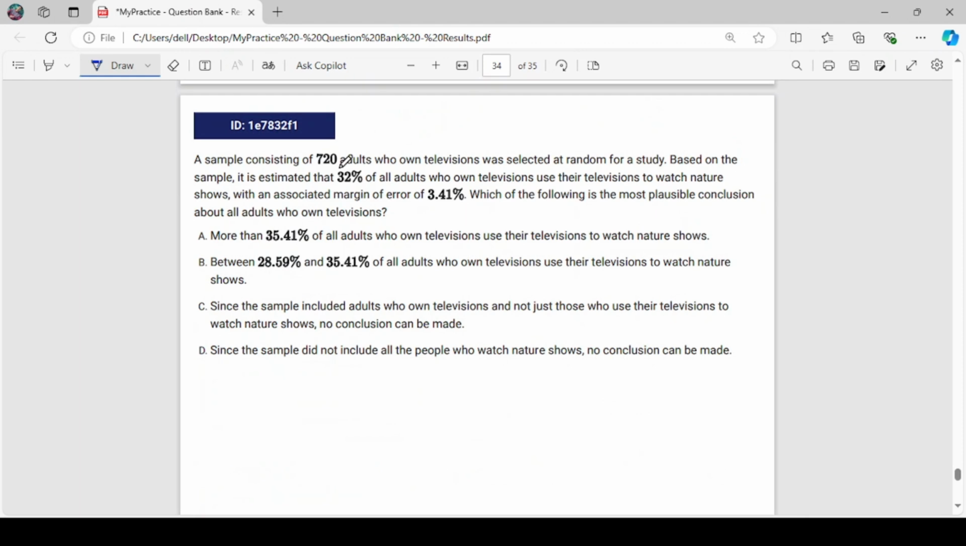A sample consisting of 720 adults who own televisions was selected at random for a study. Based on the sample, it is estimated that 32% of all adults who own televisions use the televisions to watch nature shows, with an associated margin of error of 3.41%. Which of the following is the most plausible conclusion about all adults who own televisions? More than 35.41%? No, this is wrong. Between 28.59% and 35.41%, yeah, this one's correct.